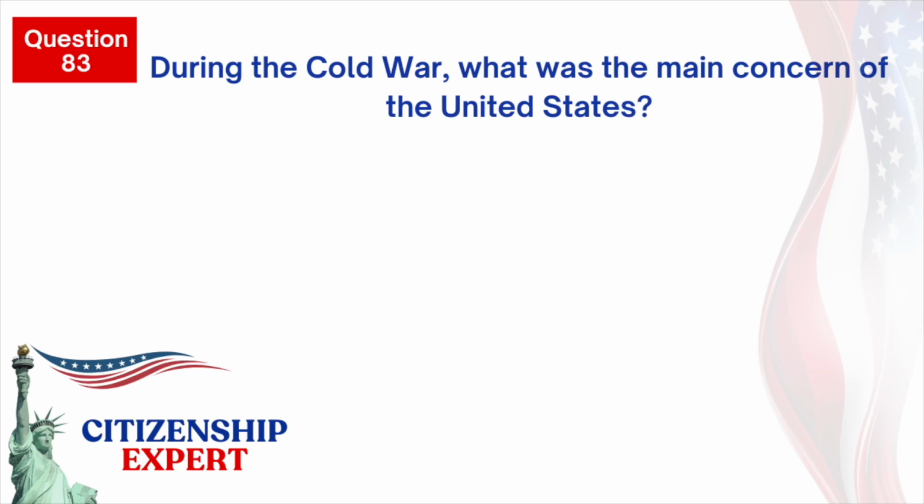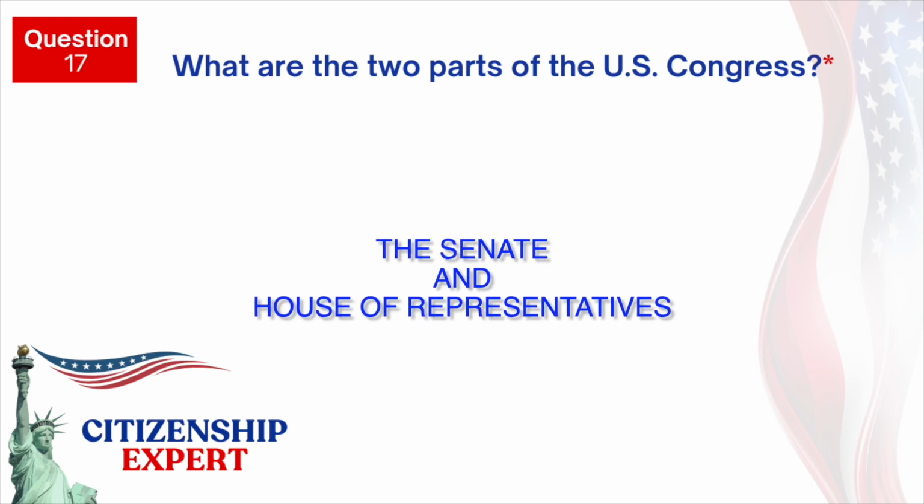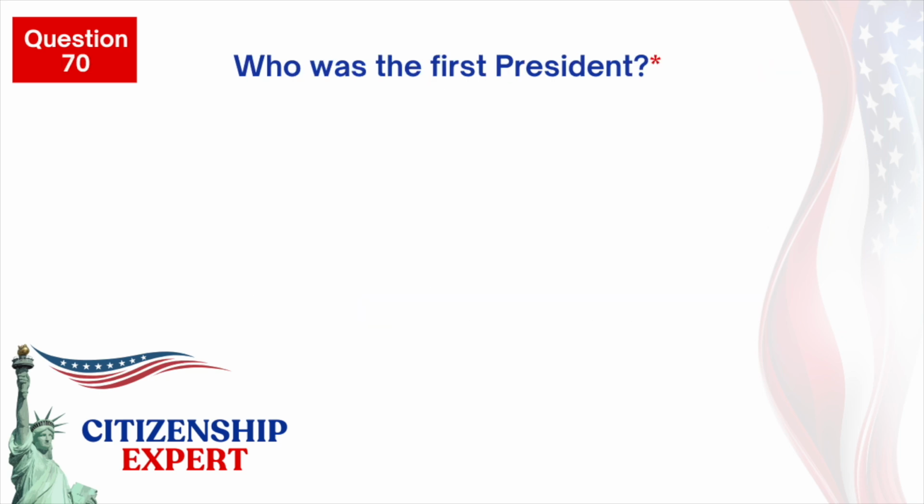During the Cold War, what was the main concern of the United States? Communism. What are the two parts of the U.S. Congress? The Senate and House of Representatives. Who was the first president? George Washington.